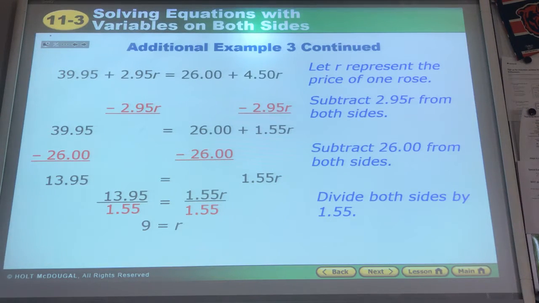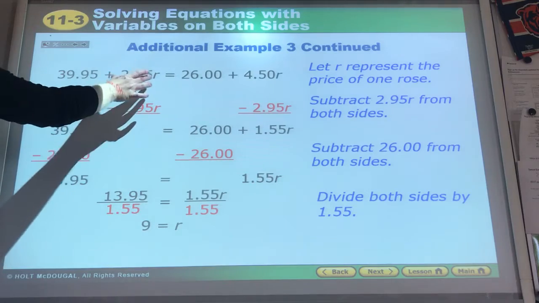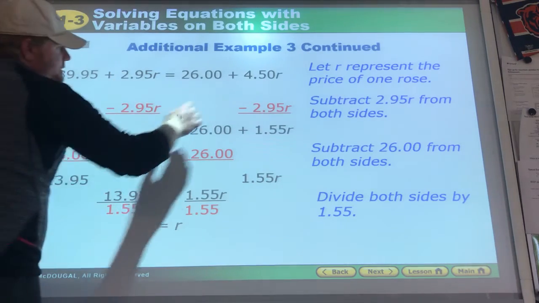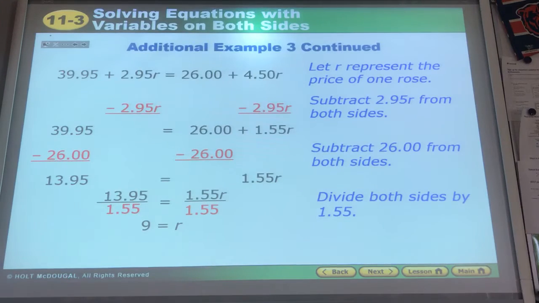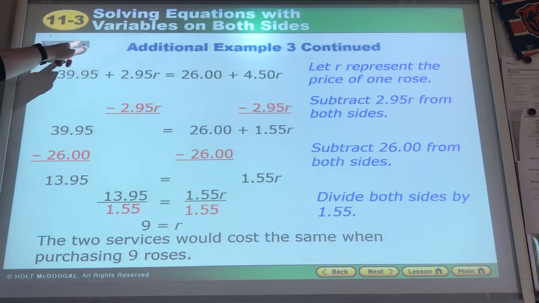And we figure out if we get 9 roses, both shops' bouquets will end up costing the same. Since their roses cost less per rose, theirs cost more, but their setup fee is less, and their setup fee is more. So 9 roses is that magic number. All right.